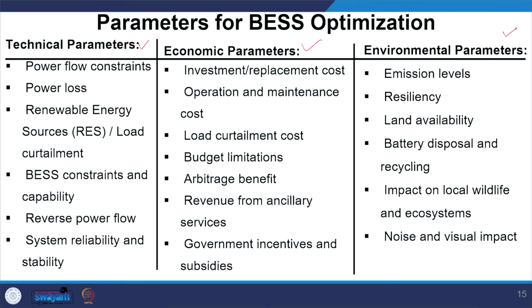In case of economic parameters, such as what is the investment, replacement cost, operation and maintenance cost, load curtailment cost, budget limitation, arbitrage benefits, revenue from ancillary services, and whether there is some discount given by government agencies to promote green energy implementations. Now, what are the environmental parameters? For example, emission levels, resiliency, land availability, battery disposal and recycling, impact on local wildlife and ecosystems, and noise and visual impact. So, these are the overall scenario.